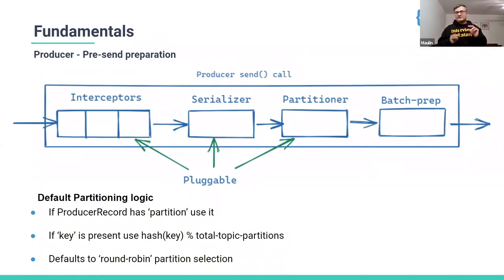If we go a little bit into details, let's say you have a producer application which started with all these bootstrap servers and key serializer and value serializer, and then you are ready to make a send call with a message.